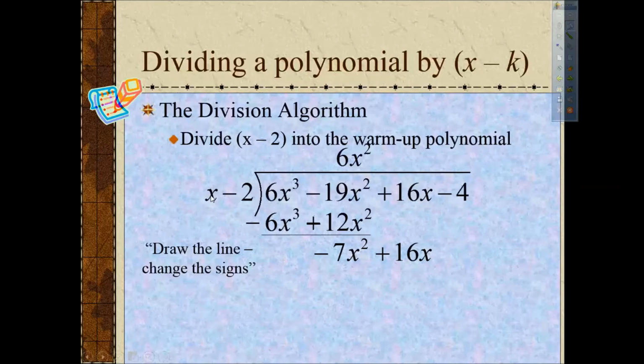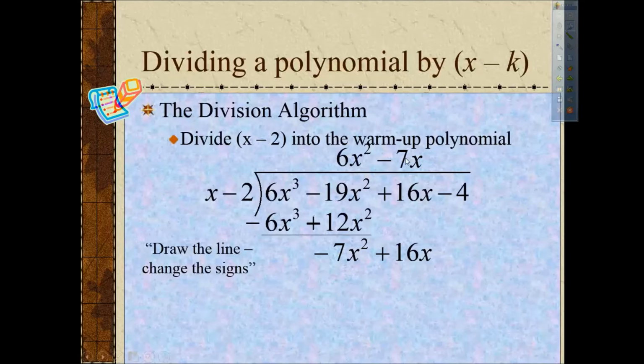Now I ask, what times x can give me a negative 7x squared? Well, certainly I've got to multiply times negative 7. I'm going to have to multiply times another x to get up to x squared. So up here in the x column, I'm going to put negative 7x. Negative 7x times x will give me negative 7x squared. That's how I determine this number up here.